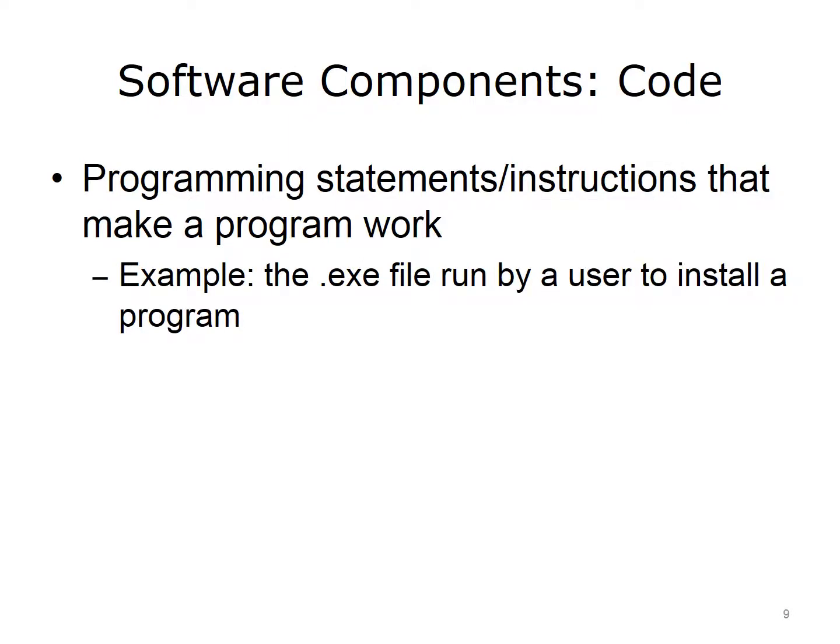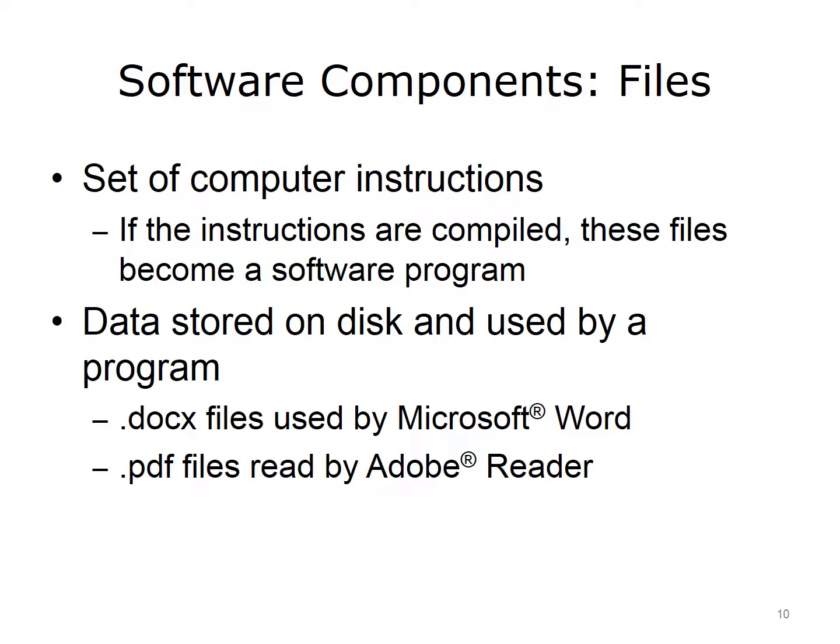The basis of all application software is code. Code contains the programming statements or instructions that make a program work. Files are a second software component. Files are either sets of compiled computer instructions or sets of data that may be created, retrieved, and used by software. When we talk about files that are sets of compiled computer instructions, we're talking about software programs such as Microsoft Word or Adobe Reader.